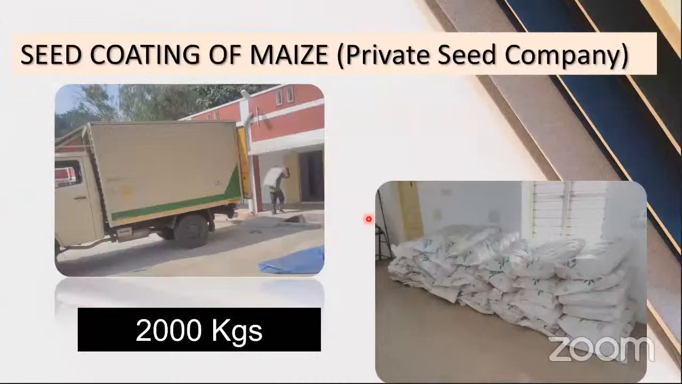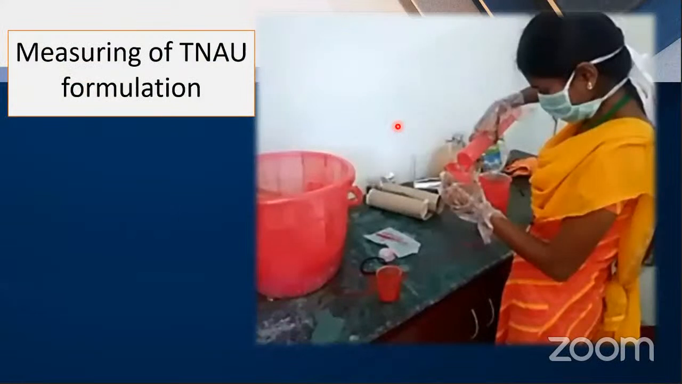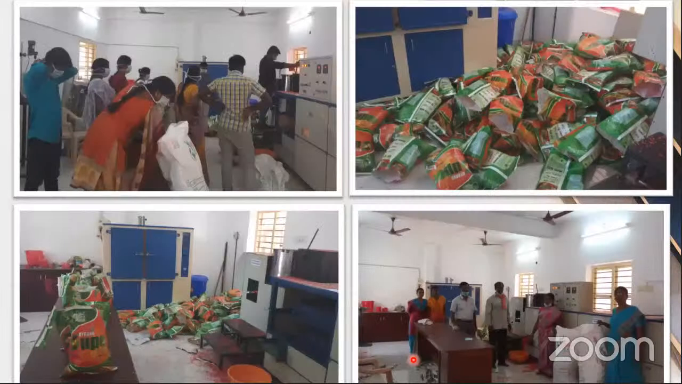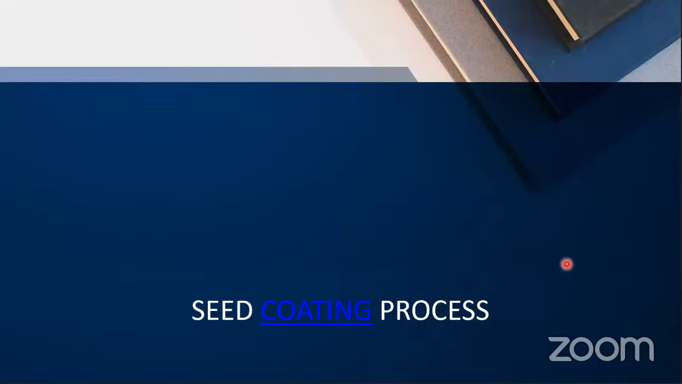So we took up 2000 kgs of maize seeds from a private seed company to improve the coat and then improve the seed germination percentage. So this is the measuring of the formulation. This is the process. We did it with the help of our own students because they got exposed to this coating and saw everything. These are the covers which were given to us, and all the students are working. We accomplished it, and this is the coating process.